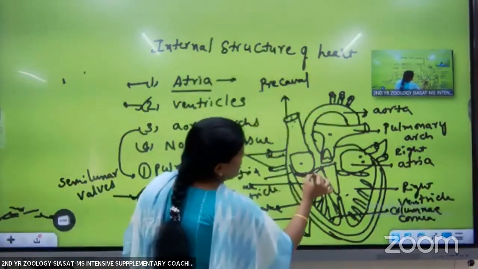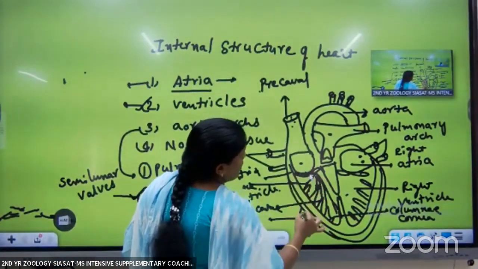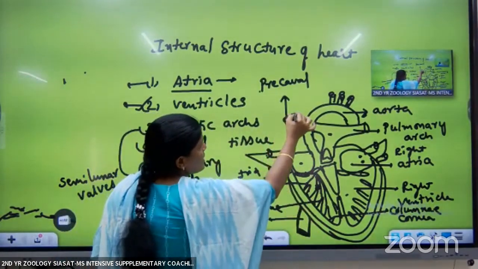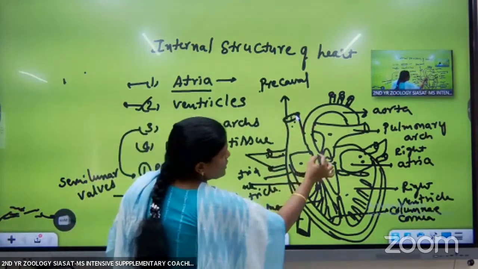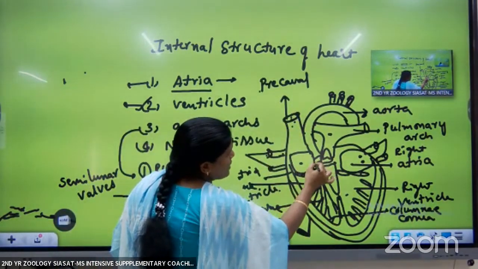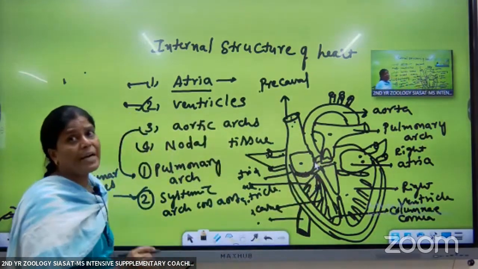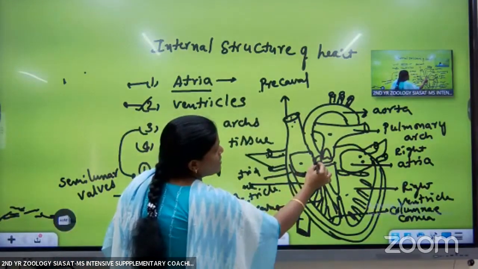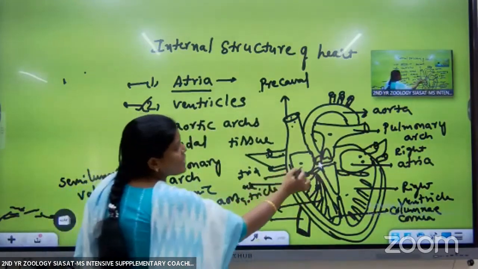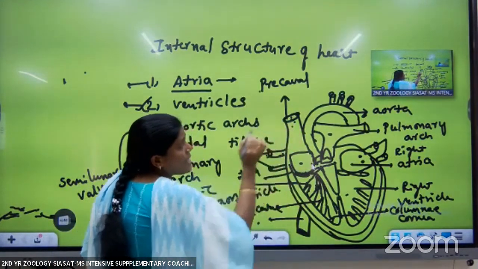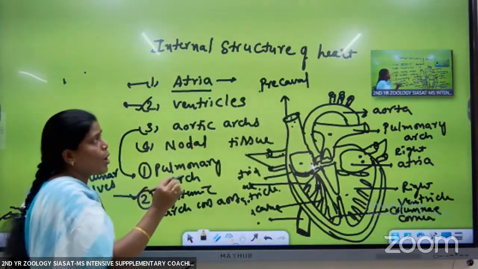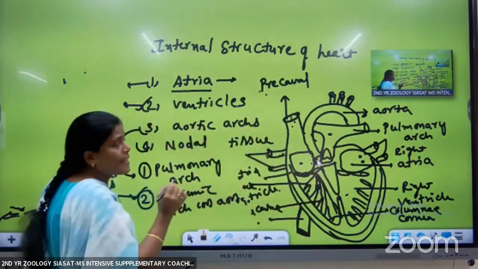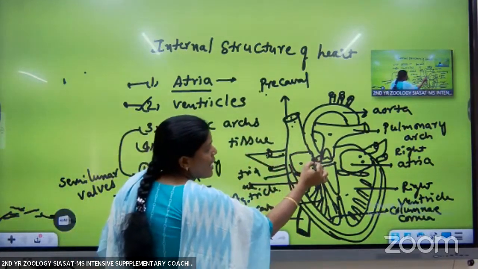Next, one more thing here. The AV apertures are there. Then the precaval vein and postcaval vein, the superior vena cava and inferior vena cava, are there. The heart is also an organ, and from the heart the deoxygenated blood is collected by the coronary sinus. This coronary sinus also opens into the right atrium. So the deoxygenated blood from the body is collected by the precaval vein and postcaval vein, and from the heart by the coronary sinus.